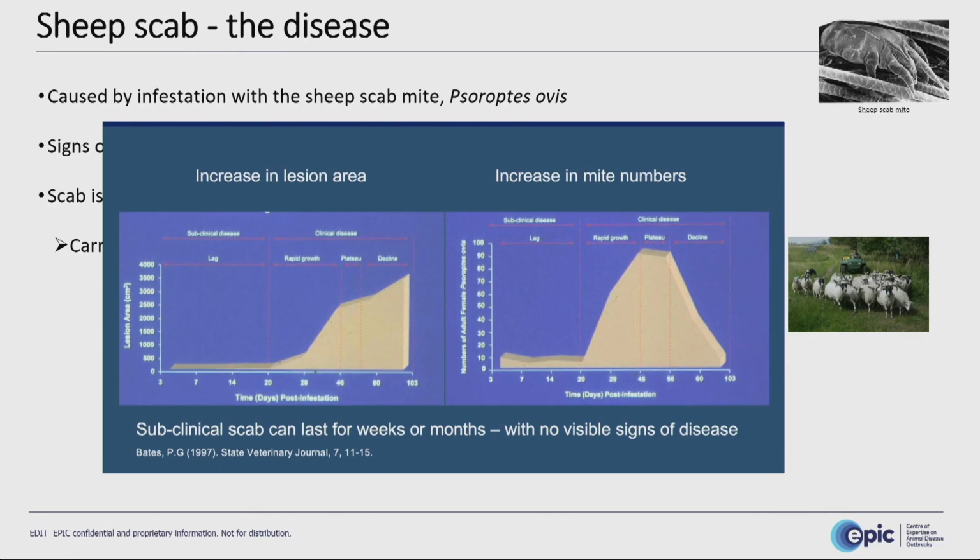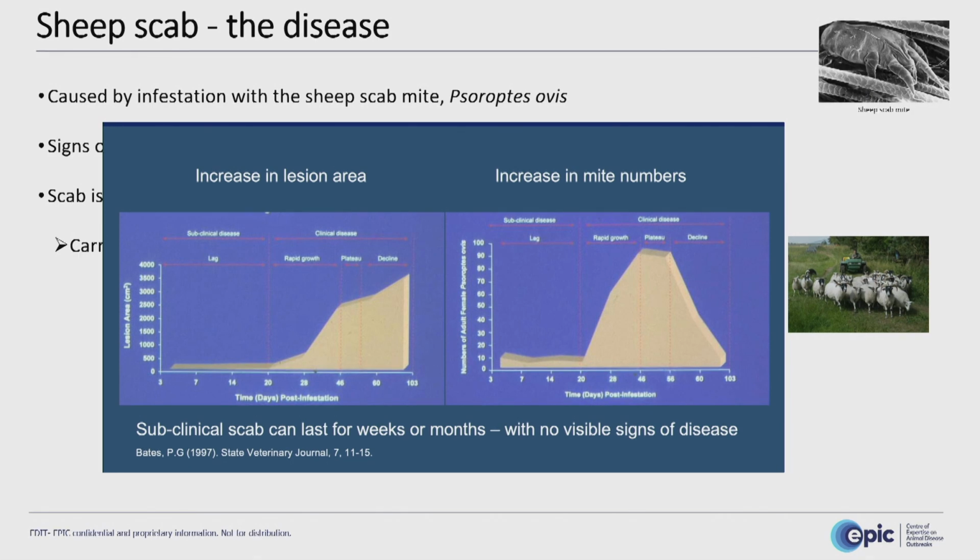And that comes about, this is a graph by Peter Bates, and the graph on the left shows the lesion size. So as these mites infest, they cause lesions, which causes that intense itching. But you can see for about the first 3 weeks there, this is all in sort of 7-day blocks, there's no real lesion developing there.